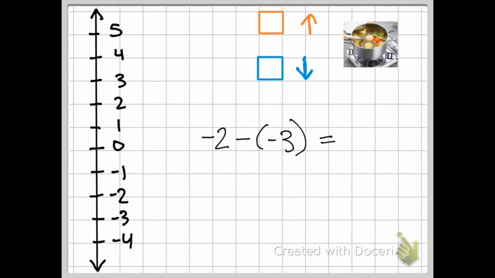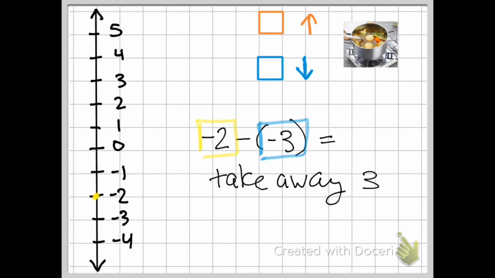Our next problem, -2 minus -3. We've got -2 as our starting temperature. So it's right here on our number line. And then the rest of it tells us that we are going to be taking away 3 ice cubes. So we're taking away 3 ice cubes.